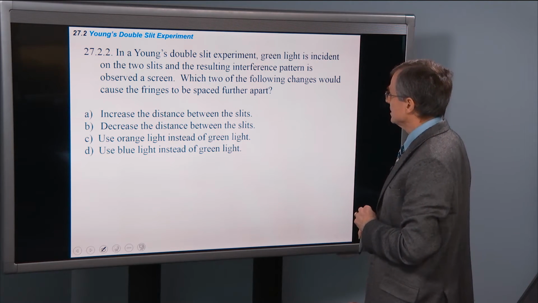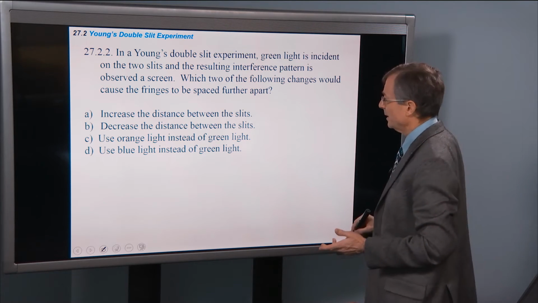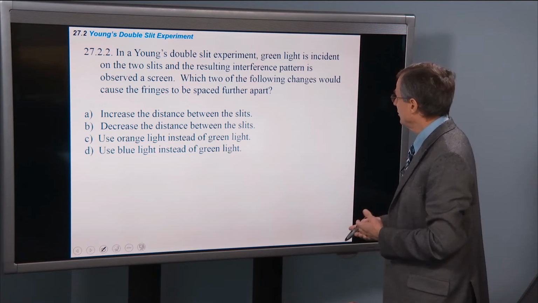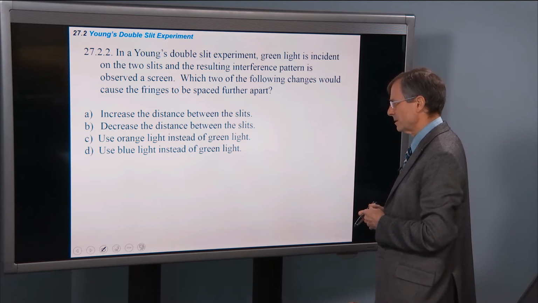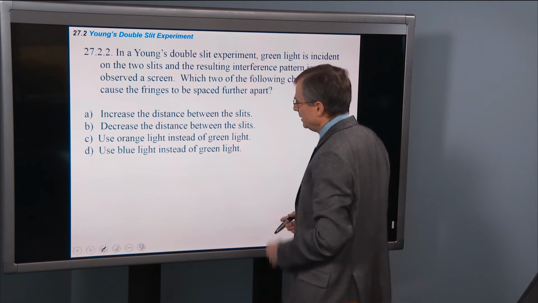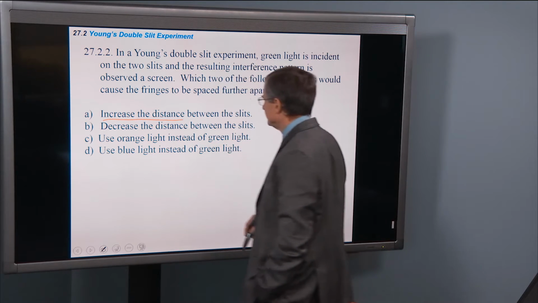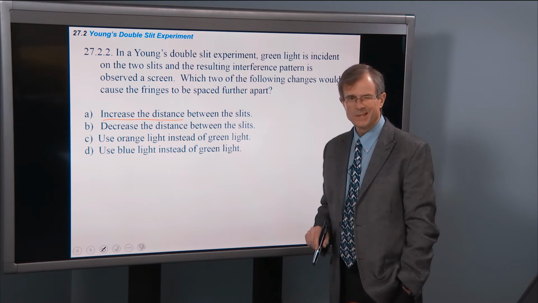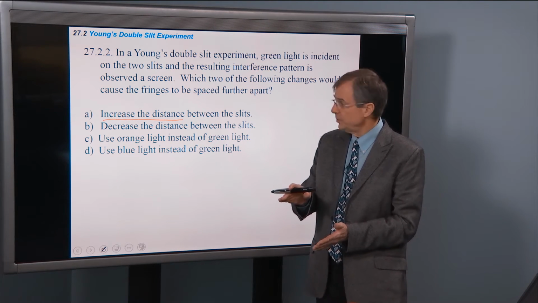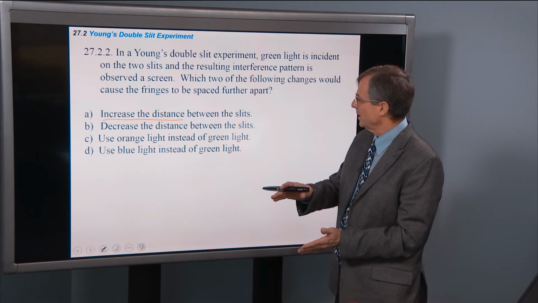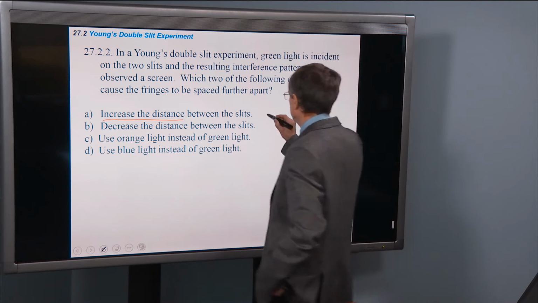In a Young's double-slit experiment, green light is incident on two slits, and the resulting interference pattern is seen on the screen. Which two of the following changes would cause the fringes to be spaced further apart? All right. We want to increase the distance between the slits. Well, what does that do? If you increase D, you will cause the fringes to be closer together, not further apart.